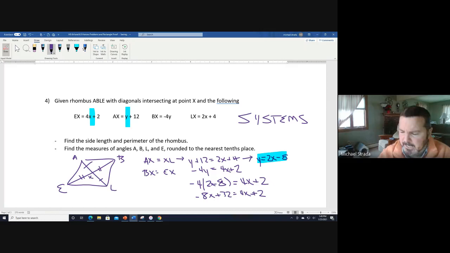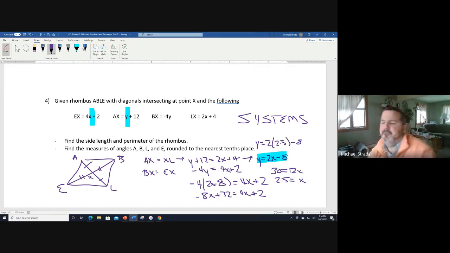All right, I'm going to bring the negative 8x over there by adding 8x. I'm going to bring the 2 from the right to the left by subtracting. When I'm done with that, I'm going to have 30 equals 12x. Dividing by 12, x is 2.5. To get y, I'm then going to substitute that in. So y equals 2 times 2.5 minus 8. 2 times 2.5 is 5. 5 minus 8 gives me negative 3.